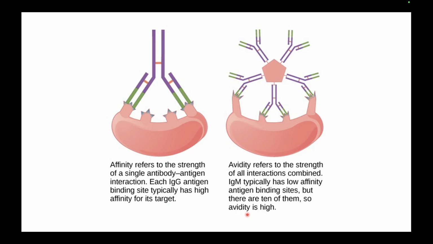Avidity refers to the strength of all interactions combined. So all together, to an antigen, how many antibodies are able to bind? IgM has low affinity antigen binding sites, but there are 10 of them, so avidity is high. So that is how many antibodies can bind to the antigen, and how strongly it binds to the antigen. Those are two different things referred to by two different terms, affinity versus avidity.